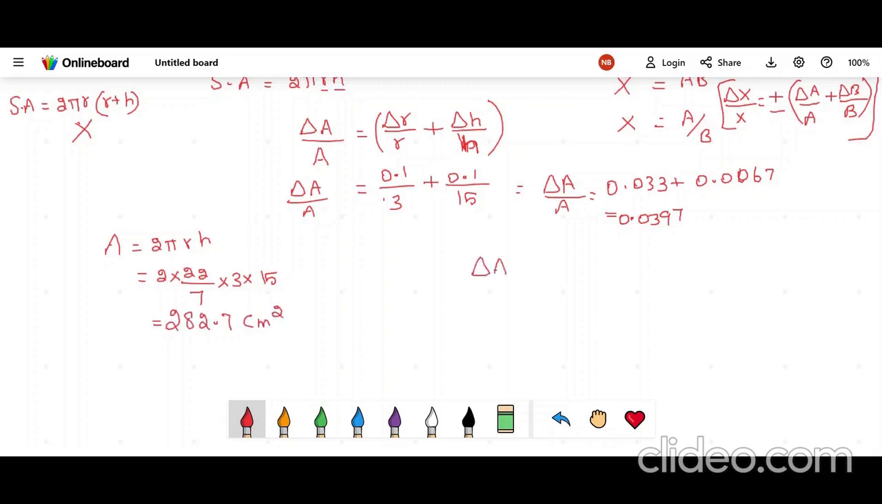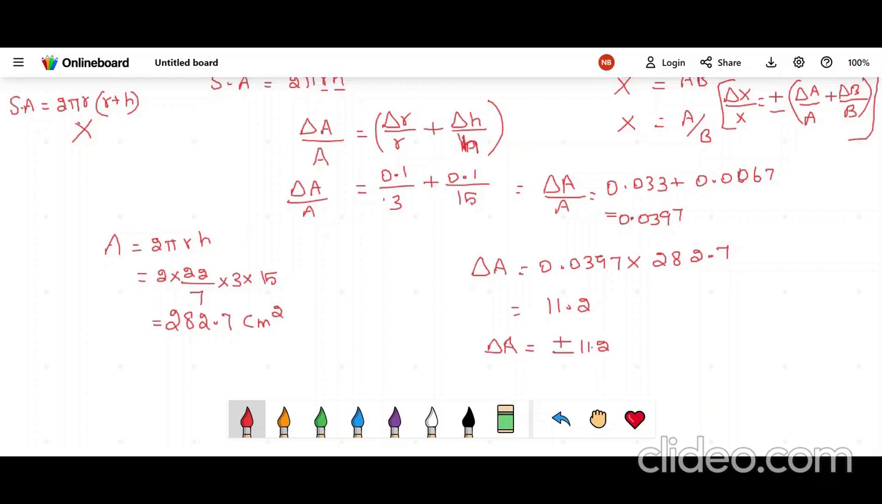Then delta A will be 0.0397 into 282.7. So let us find out from the calculator. 0.0397 into 282.7 will be 11.2. So the absolute error, delta A, will be plus or minus 11.2.